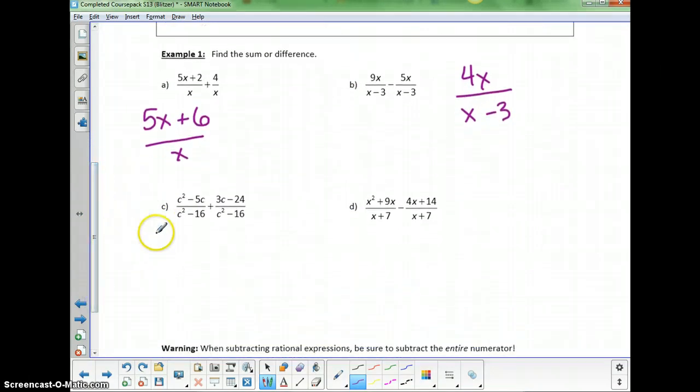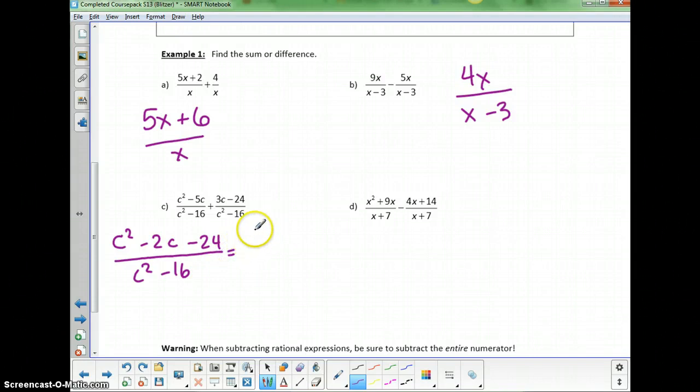In part C, I have a common denominator already, so when I add up the top, I'm going to get c squared. Negative 5 plus 3 is negative 2c plus a negative 24, so minus 24, over the common denominator of c squared minus 16. I don't know yet whether or not that can be reduced, so I need to factor.